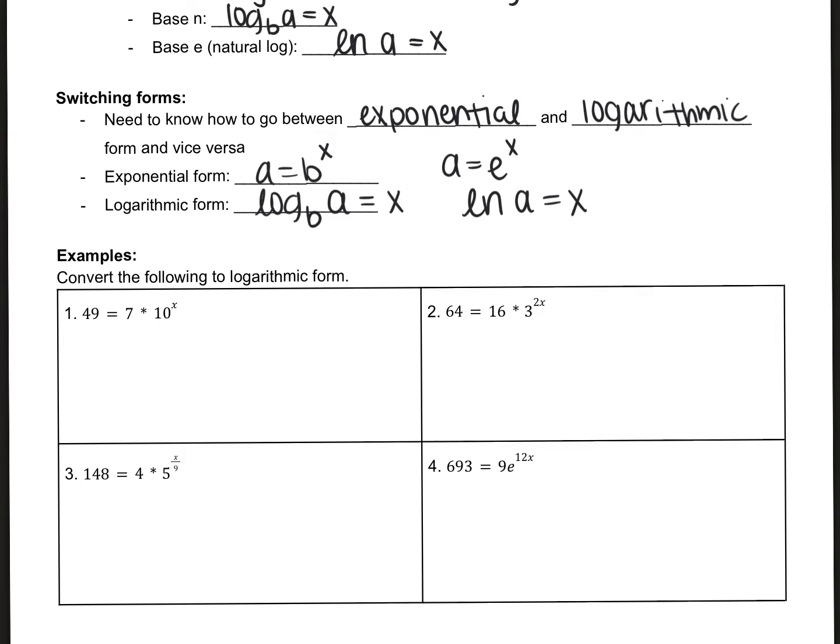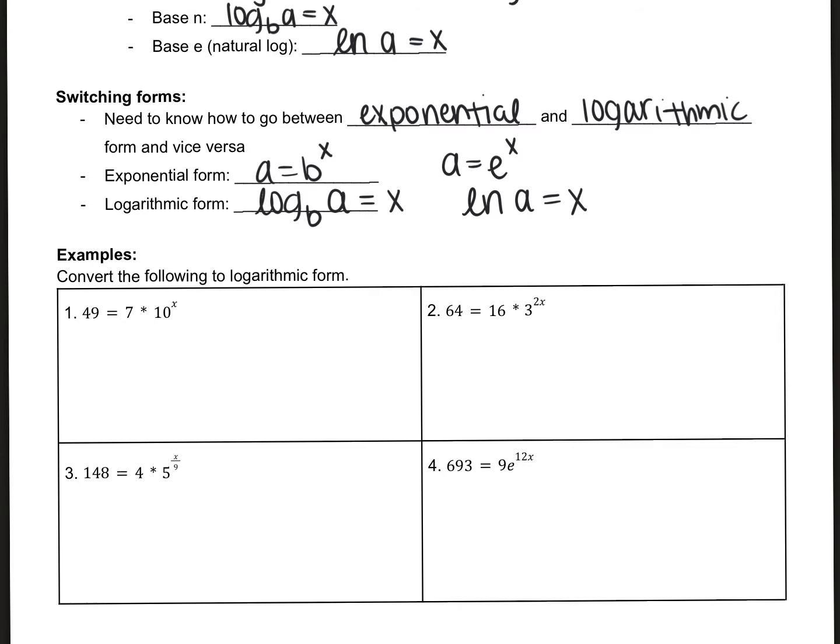So 49 equals 7 times 10 to the X. If I want to solve for X here, the first thing I have to do is divide both sides by 7. 49 divided by 7 is 7, so we get 7 equals 10 to the X. Now this is a common log. The base of my exponential equation is 10, so when I convert it to logarithmic form, I don't have to write the base 10. It's going to be log of 7 equals X. We're not going to solve these right now, we'll do that in a second. For right now, we're just writing them in logarithmic form.